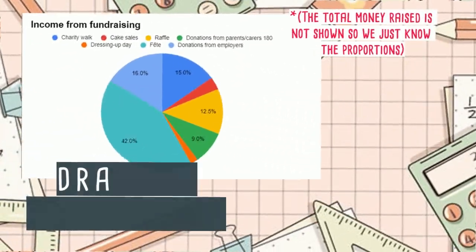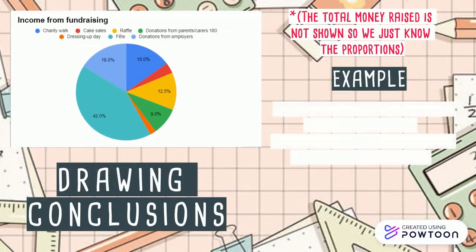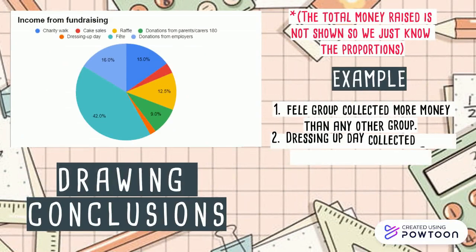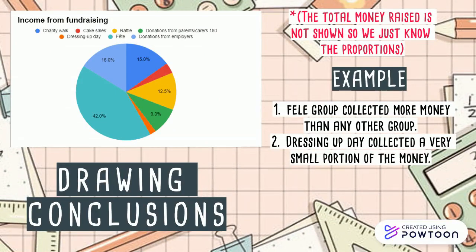Next, we'll be talking about how to draw conclusions. 2 examples of conclusions drawn would be that Sally's group collected more money than any other group, and the dressing maker collected a very small portion of the total money.